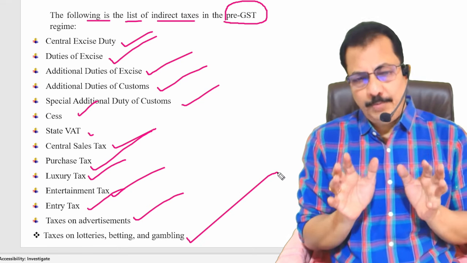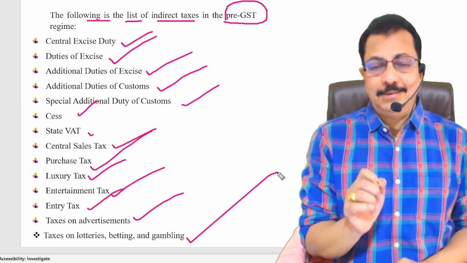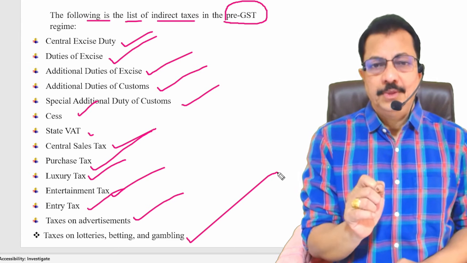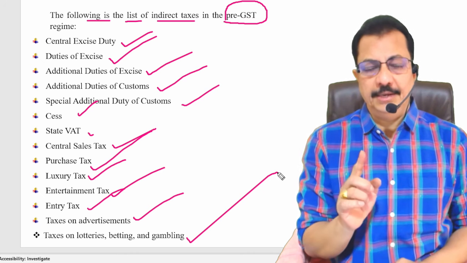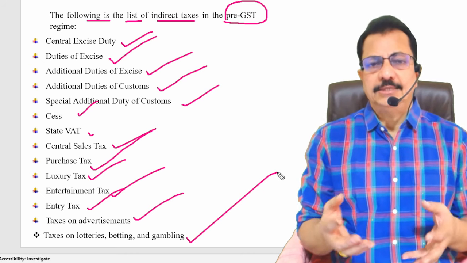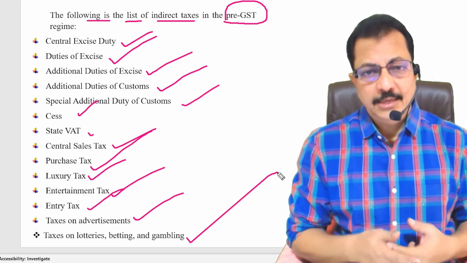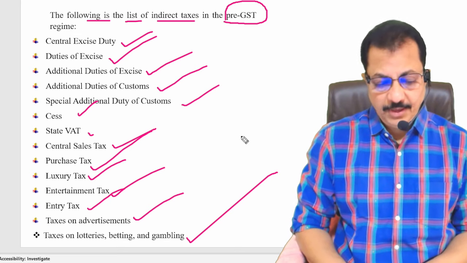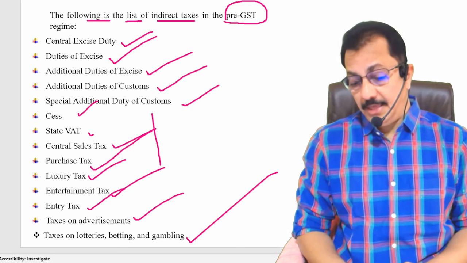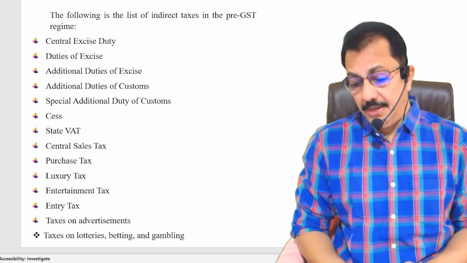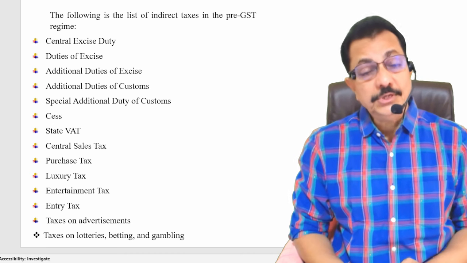So there were so many taxes existing during that time, but with the introduction of GST, which came into force on July 1st, 2017, all these taxes have been subsumed under GST. That is the reason why we don't see these taxes now. Clear? They have not been removed completely, but they have been subsumed under GST.